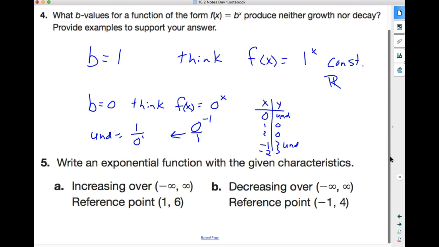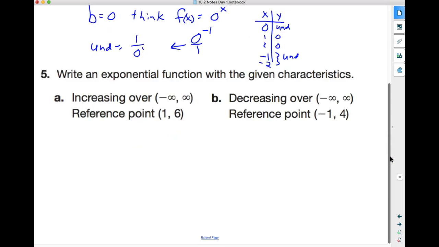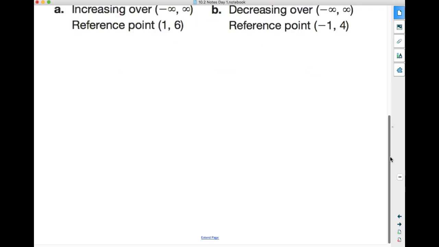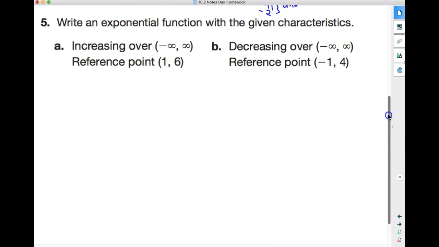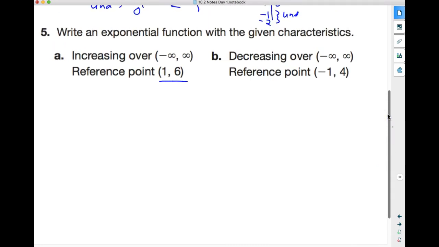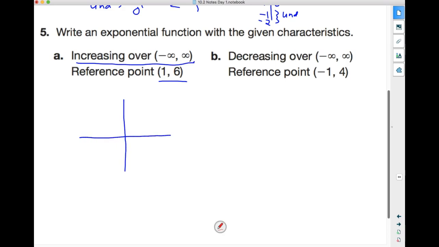Okay. Number 5 here, write an exponential function with the given characteristics. Don't overthink these. We'll be writing some a little bit different. But all we want to do is picture it out. They're not giving us too much. They're giving us one reference point. I know it's increasing from negative infinity to infinity. So that means I am picturing a graph that is going to look like this. So it starts and then it's always increasing. It's always going up. Now I also know that it's going to go through the point, this is a bad example, but it's going to go through the point 1, 6. 1, 6 should actually be higher than that.